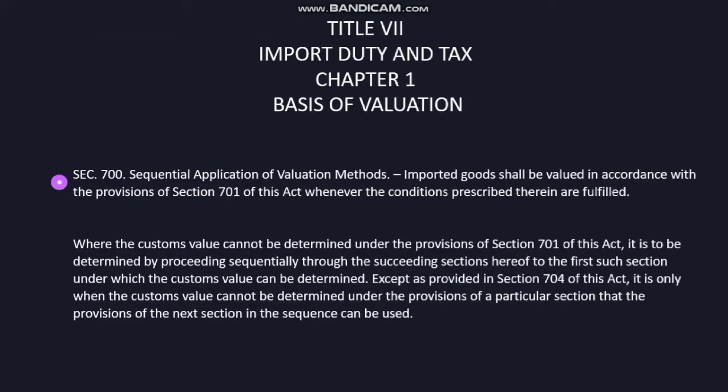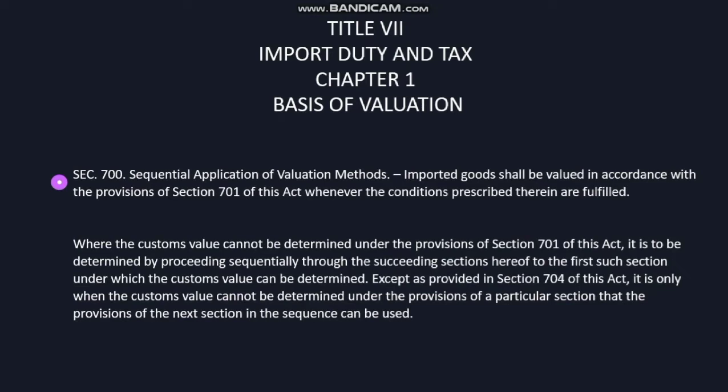Title 7 of the Republic Act 10863, Import Duty and Tax, Chapter 1, Basis of Valuation. Now in Section 700, Sequential Application of Valuation Methods, imported goods shall be valued in accordance with the provision of Section 701 of this Act whenever the conditions prescribed therein are fulfilled. Where the customs value cannot be determined under the provision of Section 701 of this Act, it is to be determined by proceeding sequentially through the succeeding sections hereof to the first such section under which the customs value can be determined, except as provided in Section 704 of this Act.